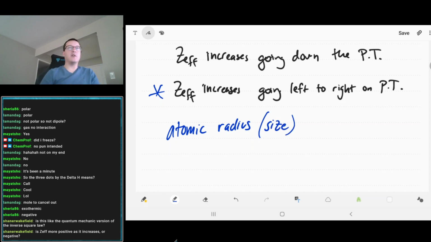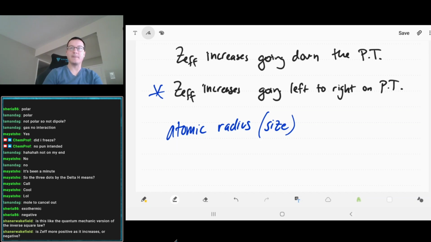So while atoms are not technically spherical, we still kind of describe them as if they were spherical, but that's okay. We can pretend. So the first trend we're going to look at is atomic size. And so let's analyze this under the lens of effective nuclear charge.